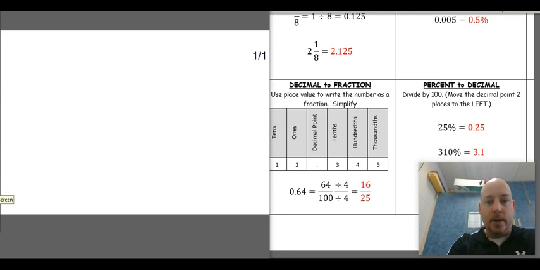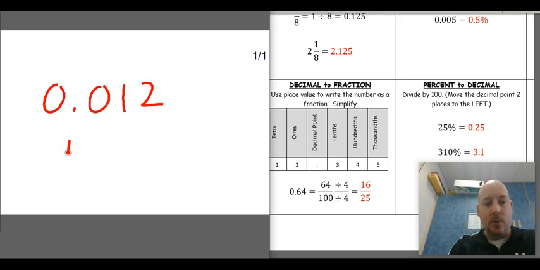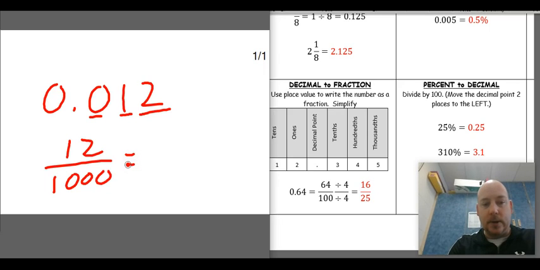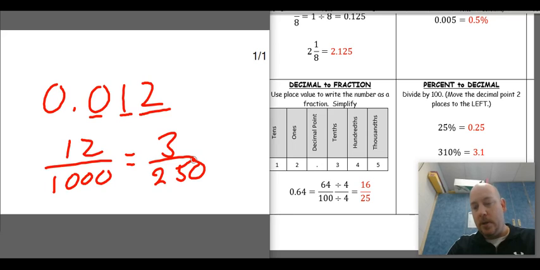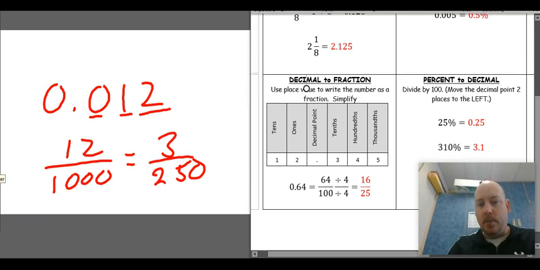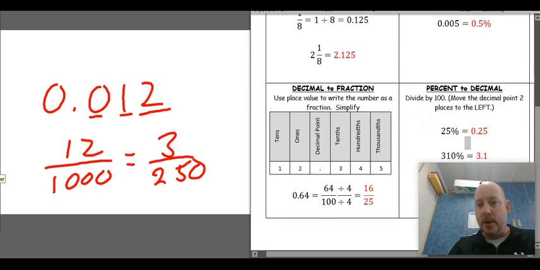It might be 0.012. I'd read that as 12, and this time tenths, hundredths, thousandths. Then reduce down. Let's see if I can do that. 3 over 250. So again, we just say it. If you're struggling with how to say it, look at that last digit that tells you your place value. Write it as a fraction, and then you simply reduce it. If you get a little stuck, refer back to the notes here as needed.